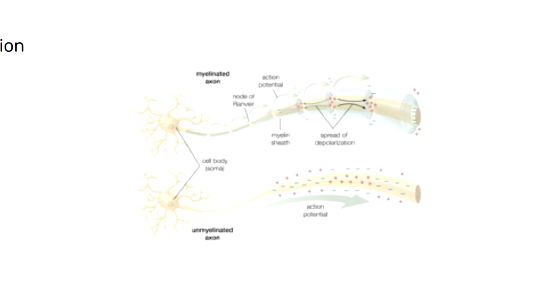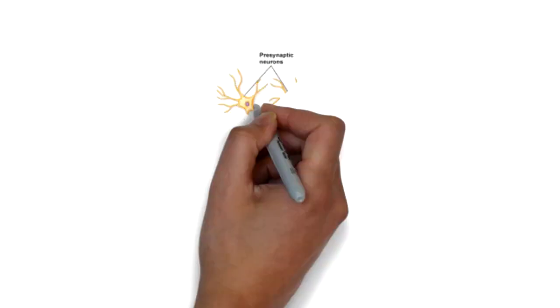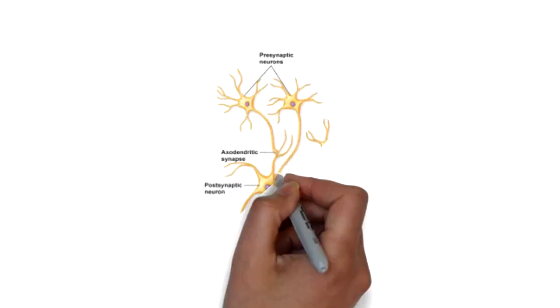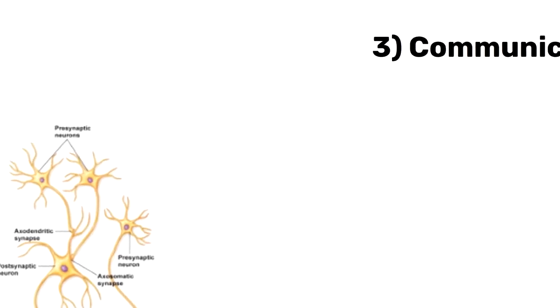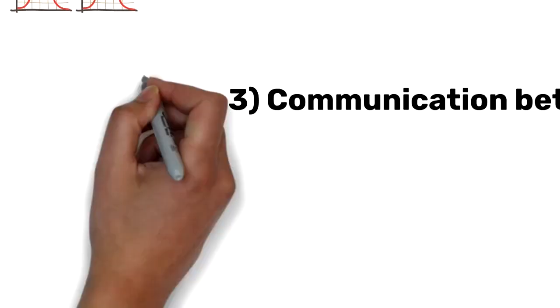Let's now look at communication between neurons. There is a presynaptic neuron. This is the neuron that delivers the synaptic transmission and is found at the end of the axon. There is a postsynaptic neuron, which is the neuron that receives the message, and this is found on dendrites and cell bodies. The synaptic gap has chemicals released from the presynaptic and absorbed by the postsynaptic.